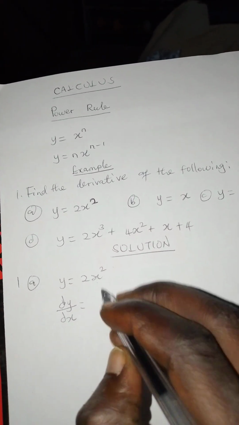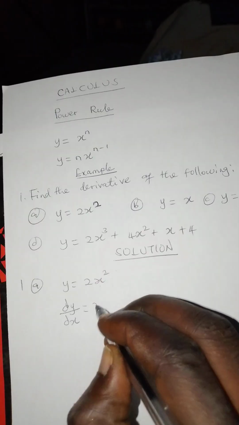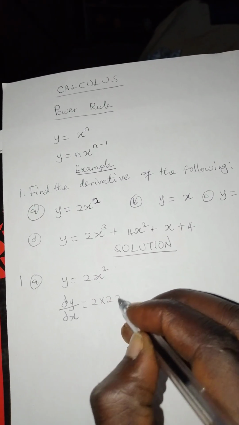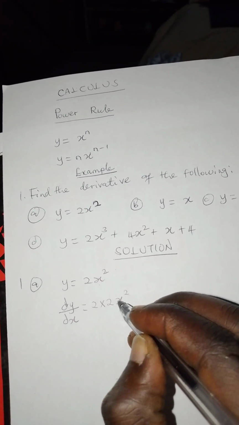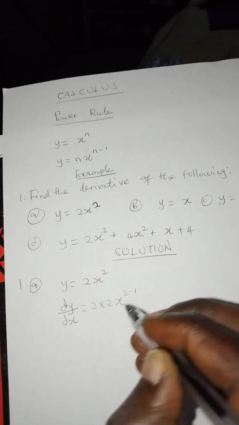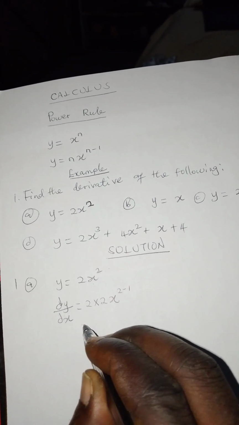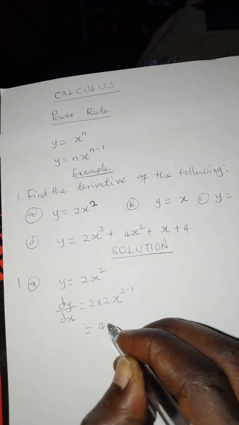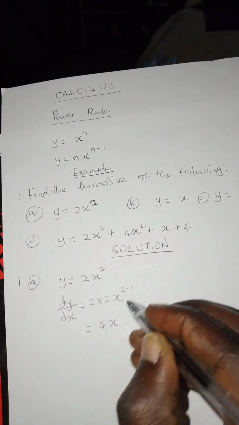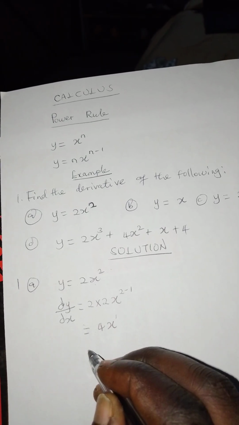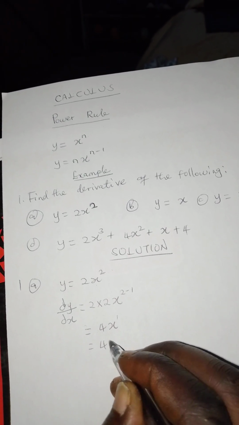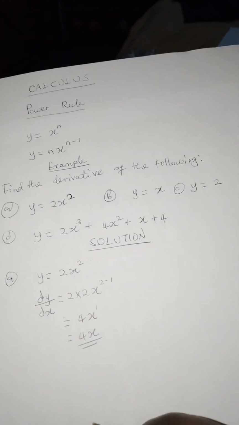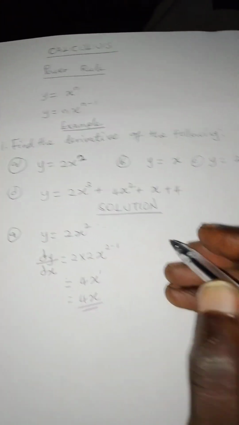So now this 2 is coming here, so we are multiplying 2 by 2, then x^(2-1). This means we have 4x. Then when you subtract, we are getting a 1, which is the same as 4x. It means we found the solution to the first question.